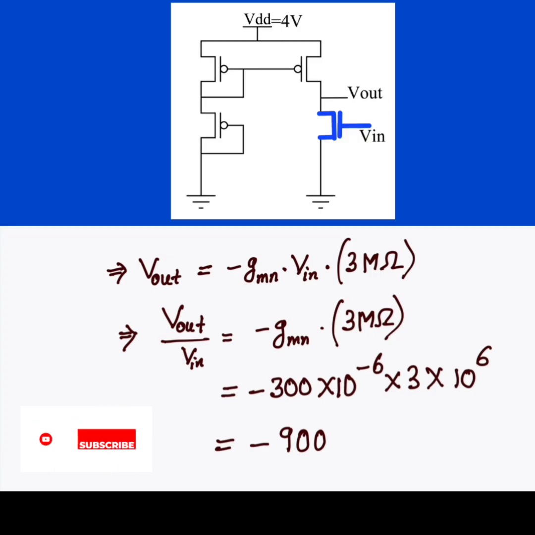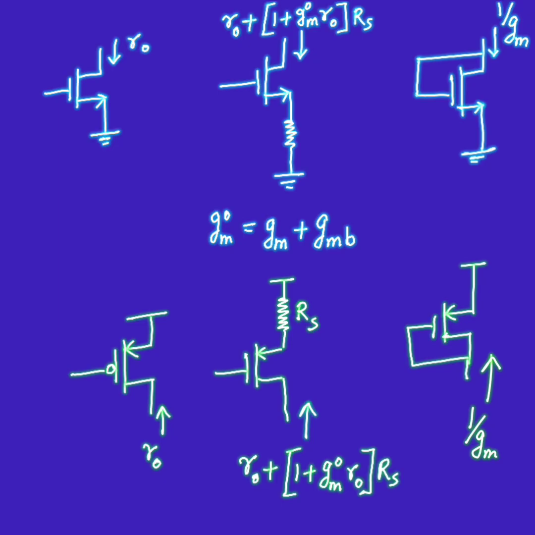Listen, one thing, just see the circuit. This is a common source amplifier, so the voltage gain has to be 180 degrees out of phase. So the value of the voltage gain, Vout by VIN, has to be minus 900. Okay, I am ending over here.